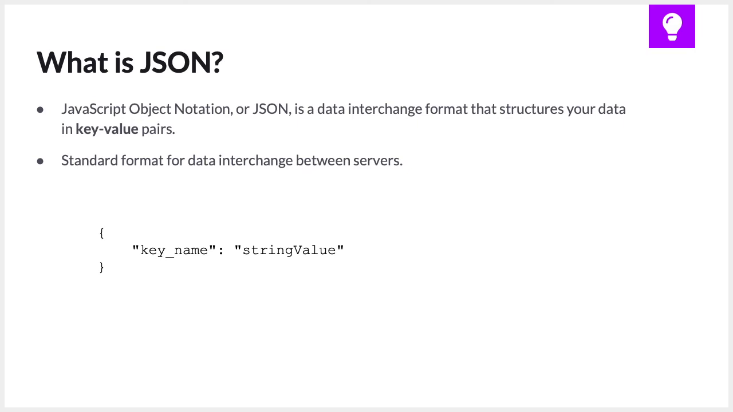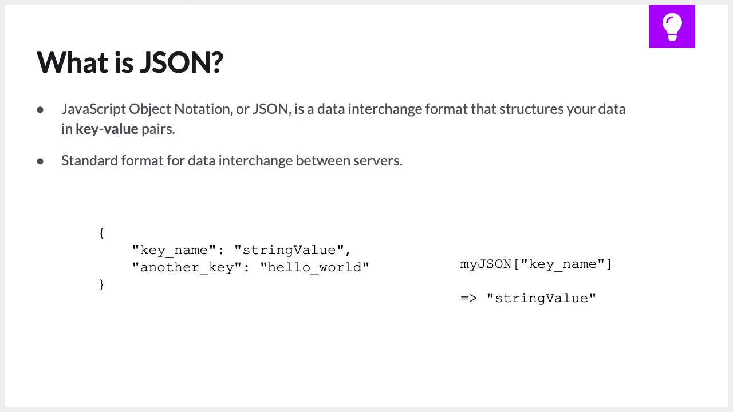So in this simple example JSON here, we are storing the string of string value with a key of key name. We can add more data to this JSON object by simply adding another key value pair separated by a comma. So we can see here that we have two values being stored, string value and hello world. We can read the values from the JSON object by using the key associated with the value. So here we are using the key name key to read our value of string value.